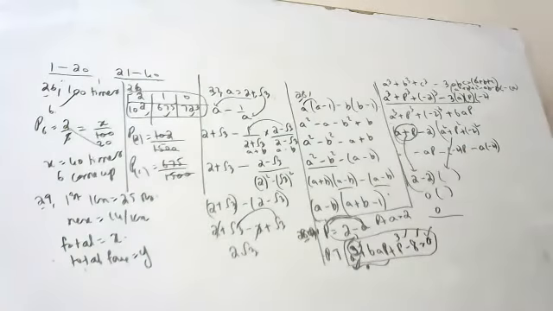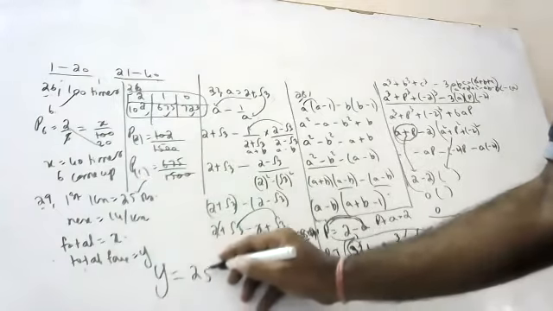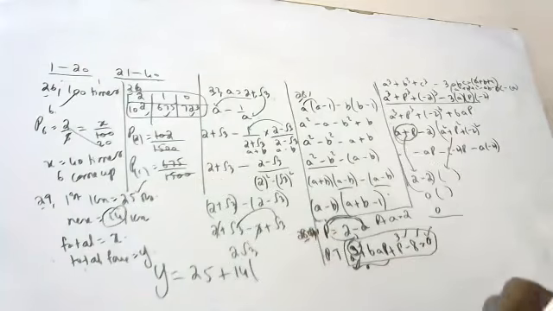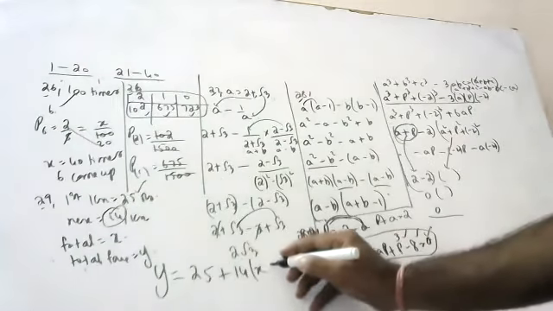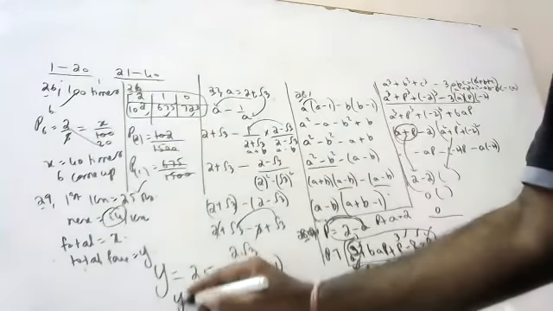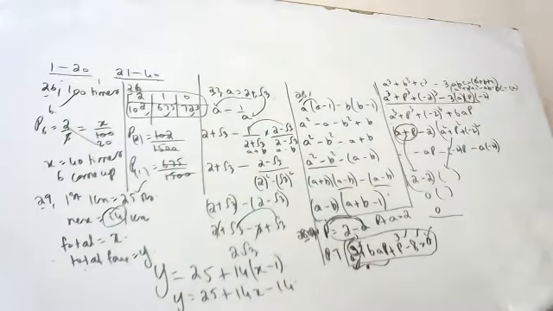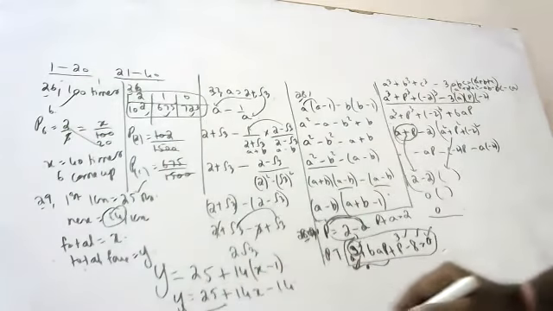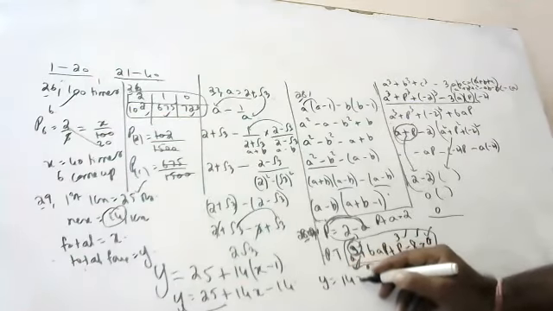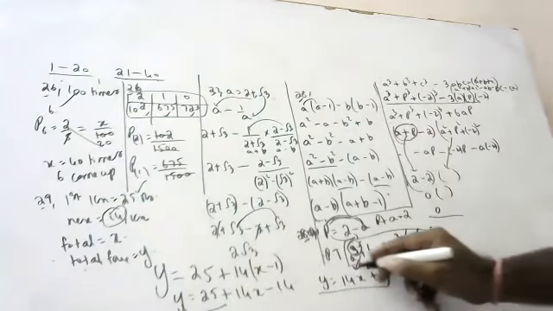I already told this very recently. Total fare is equal to the compulsory first kilometer, 25, plus 14 rupees per kilometer times x. Is it x or x minus 1? X minus 1, because the first kilometer is over. So y is equal to 25 plus 14x minus 14. So this also you bring here, children. You can make it as an equation. So y is equal to 14x, 25 minus 14 is plus 11, children. So this is the equation.